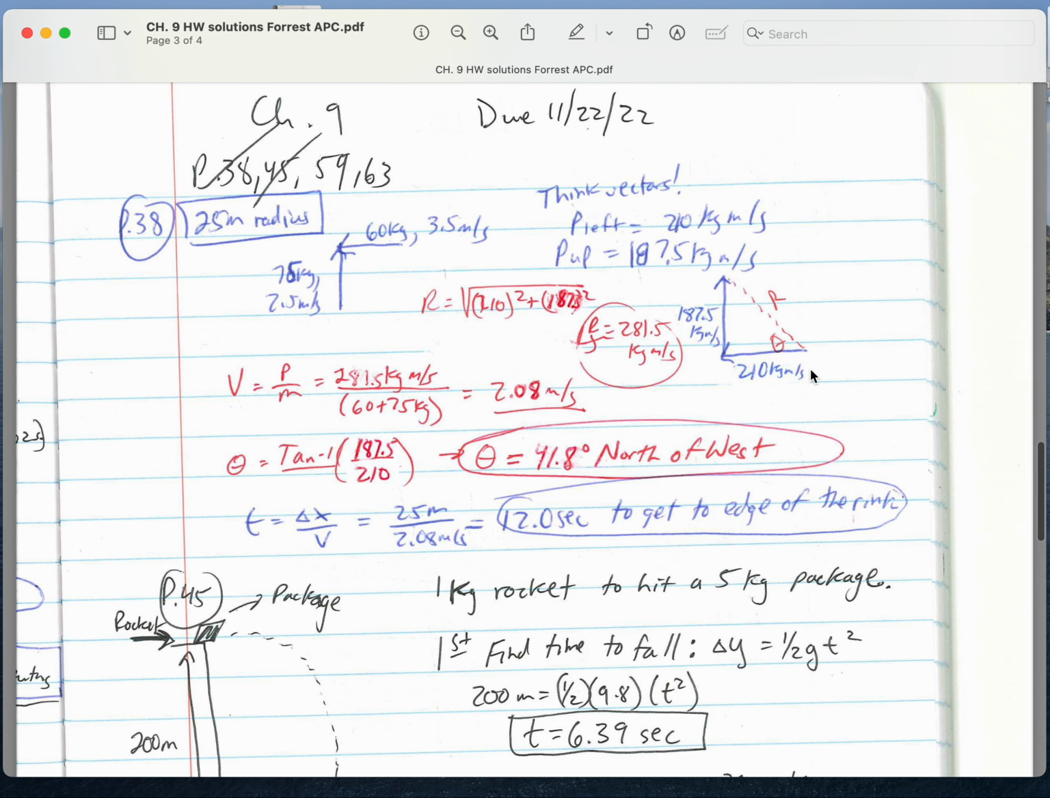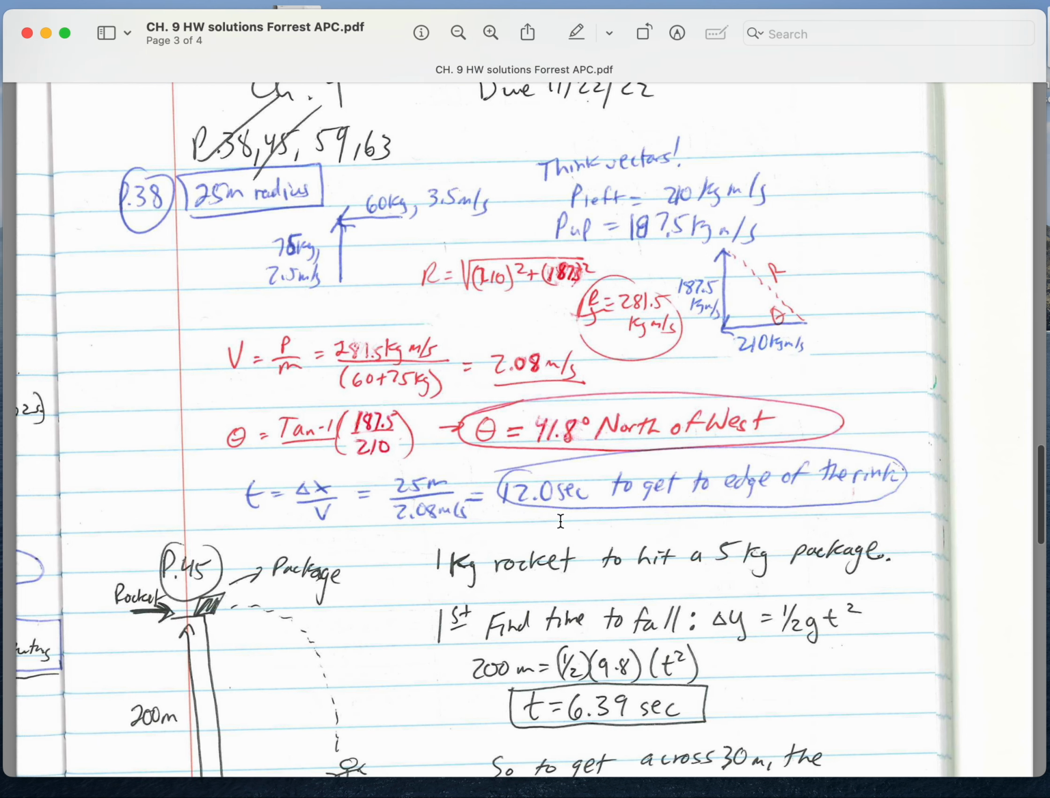So the inverse tangent will give me the angle north of west. Make sure you're in degree mode. To get the velocity, we use the net momentum divided by the total mass, which is now both of the people run together, so that's 135 kilograms. And so that ends up being 2.08 meters per second at 41.8 degrees north of west.